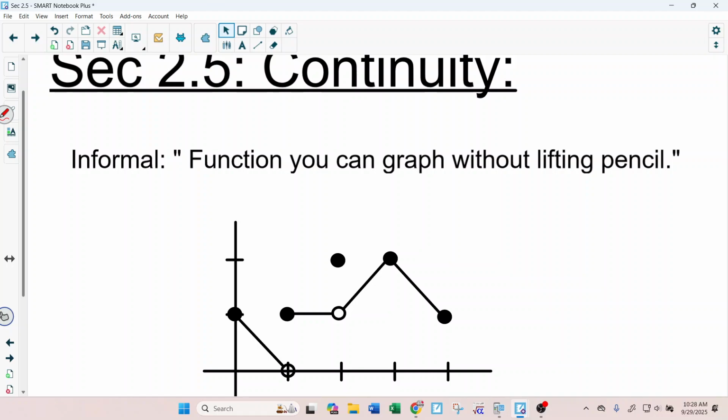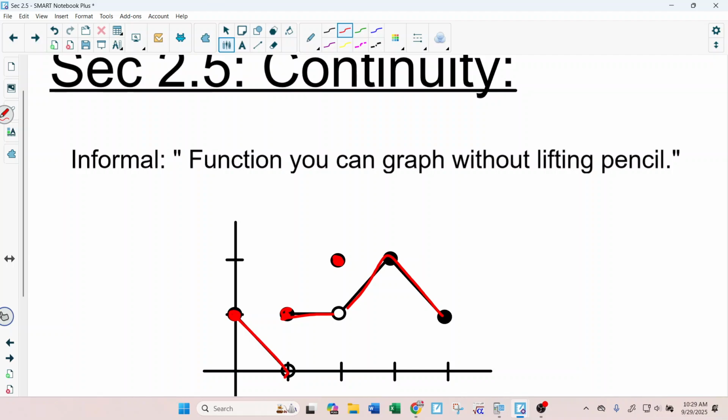That's all it means. So if you can graph something without having to lift your pencil, then we say that function is continuous. That's all it is. So if you look at the graph we have here, could you graph that without lifting your pencil? No, because if you tried to do this and you said, okay, I go to here, what's the first thing you're going to have to do? Lift your pencil to go to there, right? So you couldn't do it. And even if we got here, you have to lift your pencil to go to there to come back. So that's like the informal idea of what it means to be continuous.